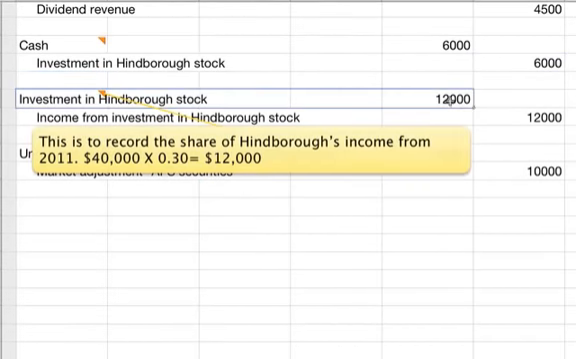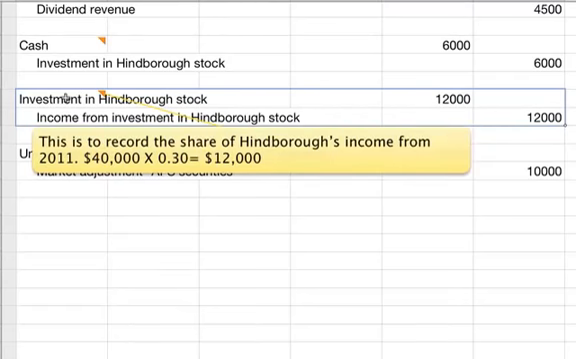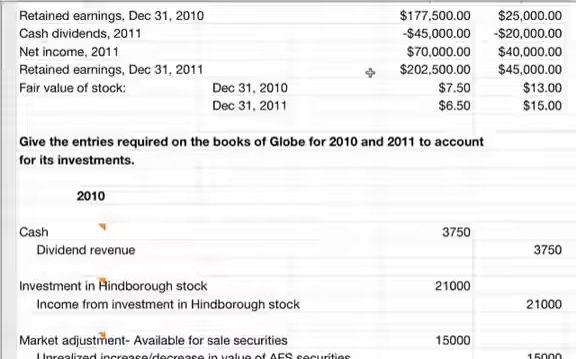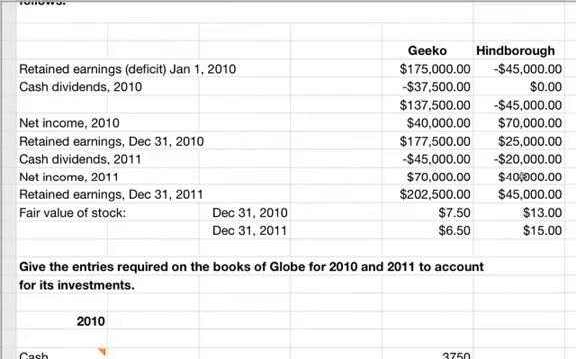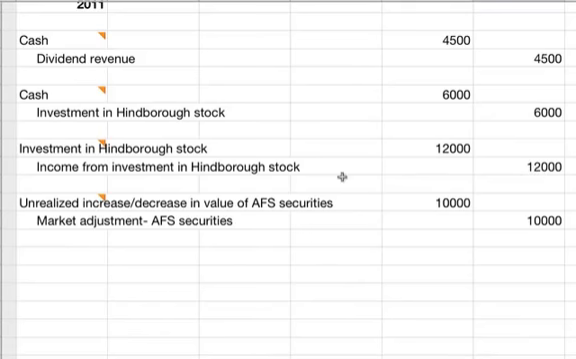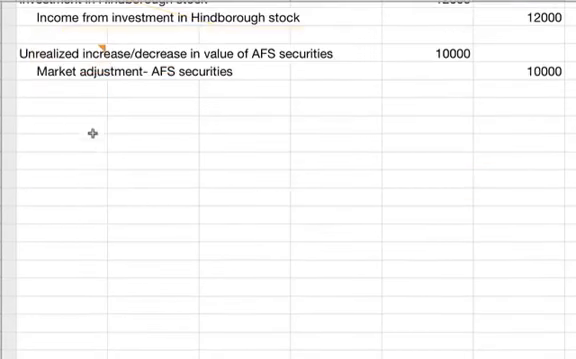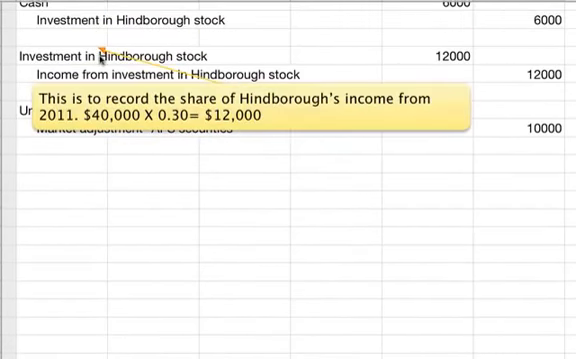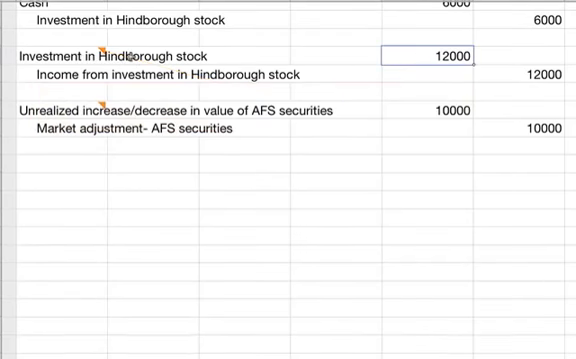Now for this next transaction, this is to record the share of Hinbro's income from 2011. Hinbro's net income for 2011 is $40,000, right here. They take their 30% of that, and as you can see, 40,000 times 30% is 12,000. So they're going to debit their investment in Hinbro stock. It's going up $12,000, and their income from the investment in Hinbro stock is the $12,000.